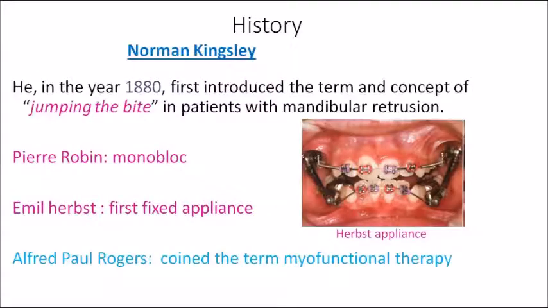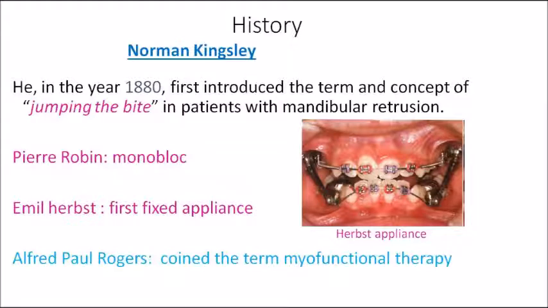So now we will have a quick look through the history or development of myofunctional appliances, the major milestones, the people who contributed in the development of this field. So the first person we are discussing is Norman Kingsley, who introduced the term and concept of jumping the bite, that is in persons with mandibular retrusion. He introduced the concept of jumping the bite, that is advancing the mandible. This was first introduced by Norman Kingsley.